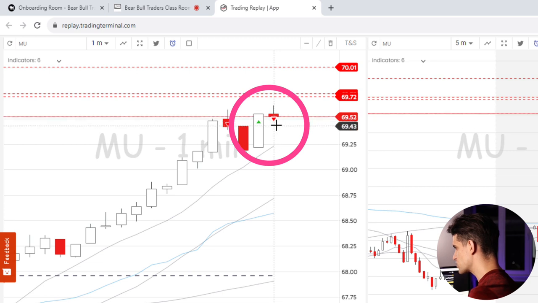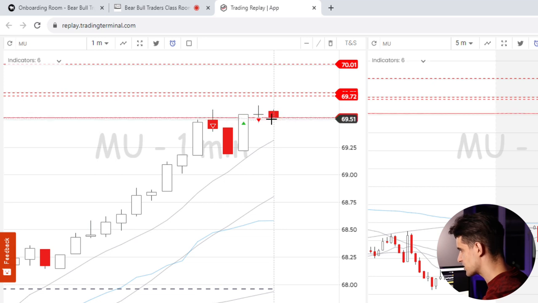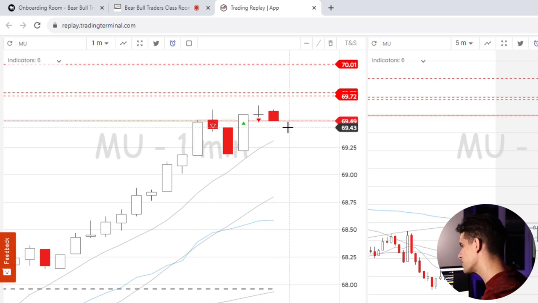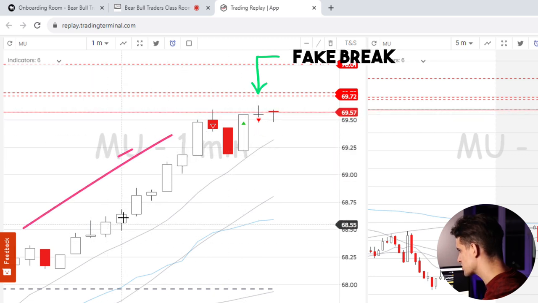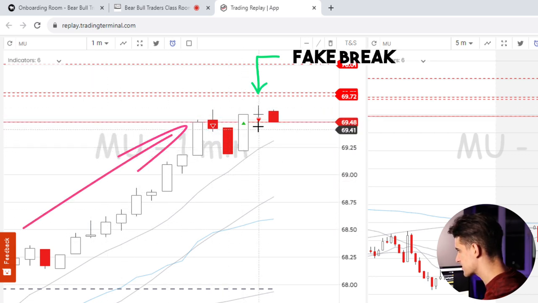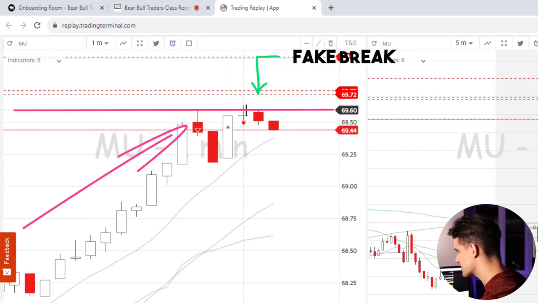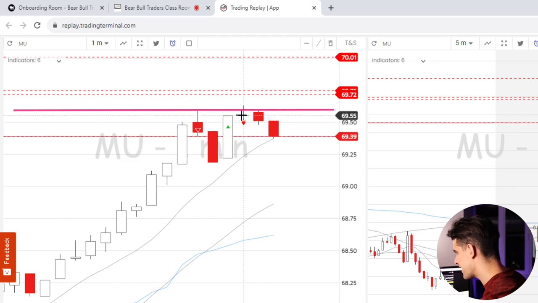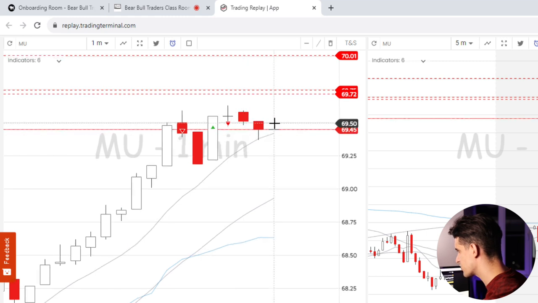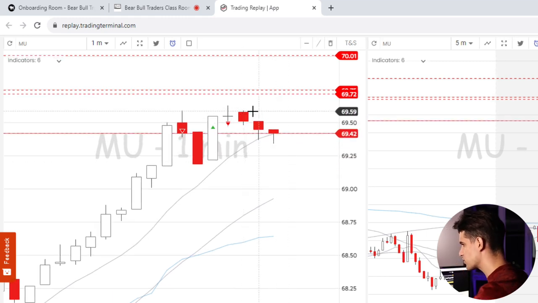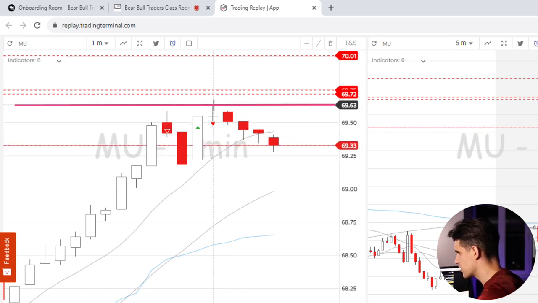This here is where I was supposed to re-enter into my position. I personally did not, which unfortunately was a mistake, but a lot of BBT members actually got this. This is what we call a fake break. You could see that the stock is strong, it is pulling back, and it's continuing the trend. It is making a new high. It's breaking the 69.60-ish level. And literally after the break, it instantly sells off and it closes as an indecision candle followed by bearish candles. The moment you see that, you could actually re-enter into your position and put your stop loss somewhere around the high of the entry candle.